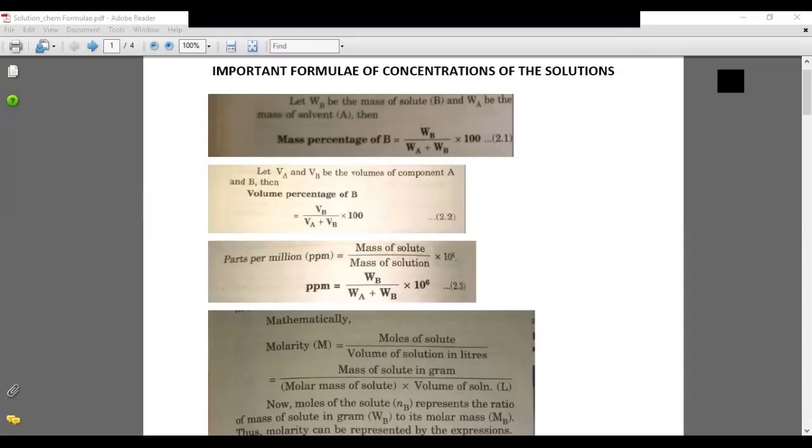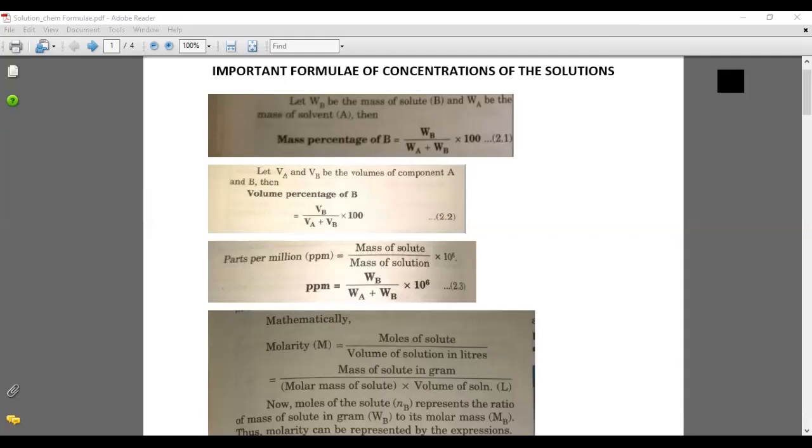Good morning, students. Today is the second day of chemistry class. We discussed concentration of the solution in the first day class. In that class, we discussed mass percentage and volume percentage.